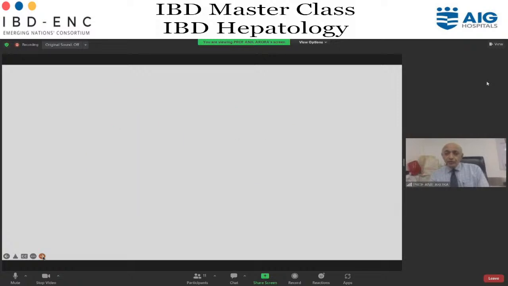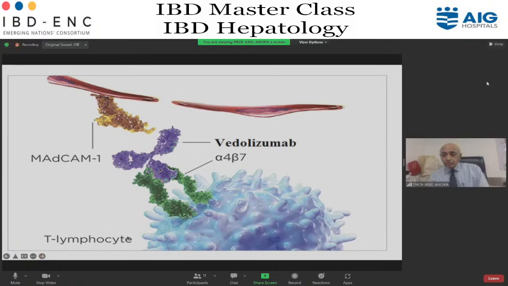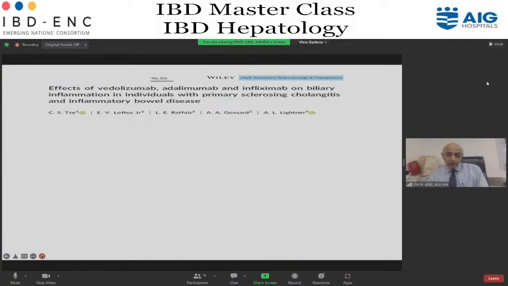Let's see vedolizumab. Now, this is the drug which I have shown you, where T-cell lymphocytes tend to have a specialized type of integrin called alpha 4 beta 7, and they get attached to this adhesion molecule which is overexpressed in the endothelium of the gut and the liver. Now, if you neutralize this by blocking this combination of MADCAM with alpha 4 beta 7 by this drug called vedolizumab, you will prevent the migration of the cell into the submucosa and hence will prevent the injury occurring in tissues like the liver and the biliary tract epithelium.